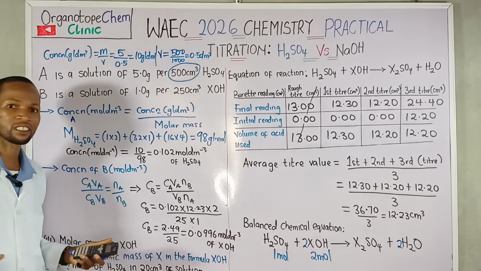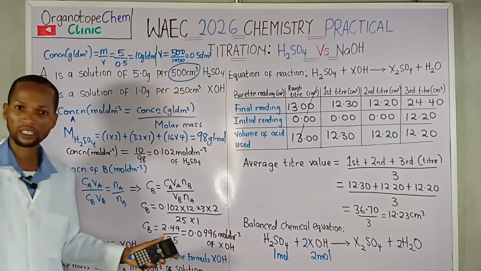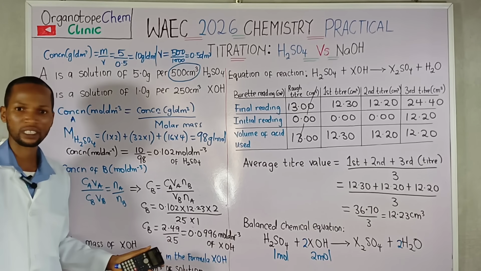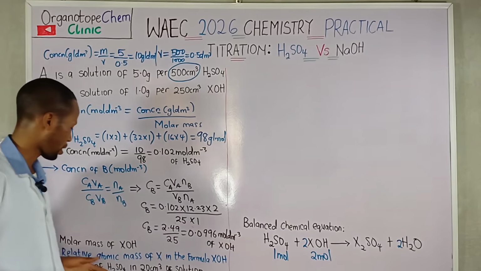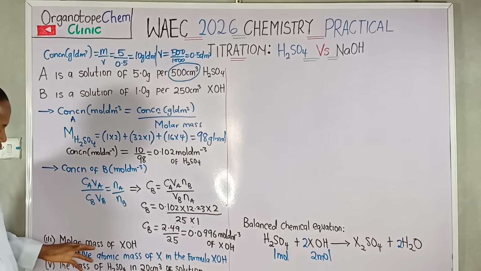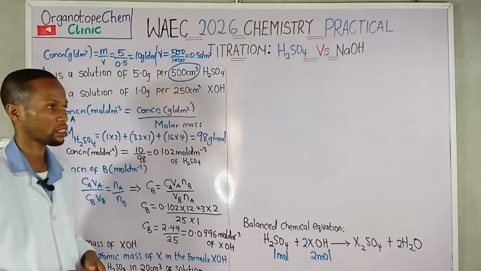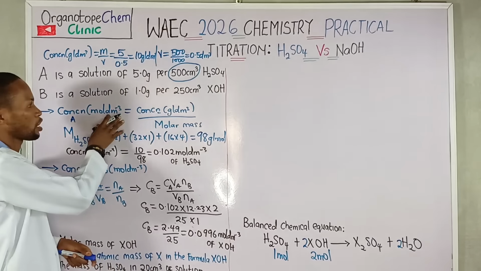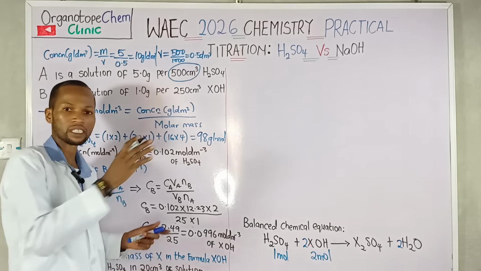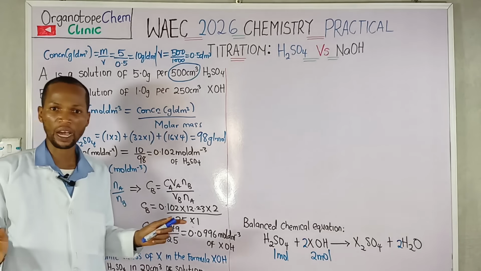Remember that the identity of the base is unknown, so it is denoted as XOH. Make sense? Alright, can we consider the next question? We have to determine the molar mass of XOH. Recall that the concentration in mole per dm cube equals concentration in gram per dm cube divided by molar mass.